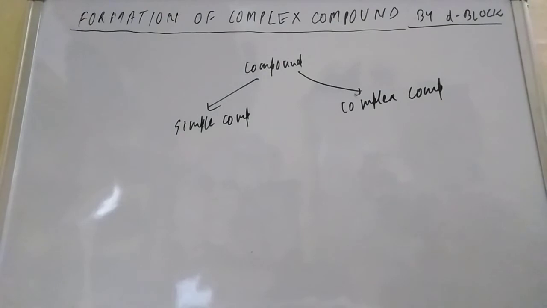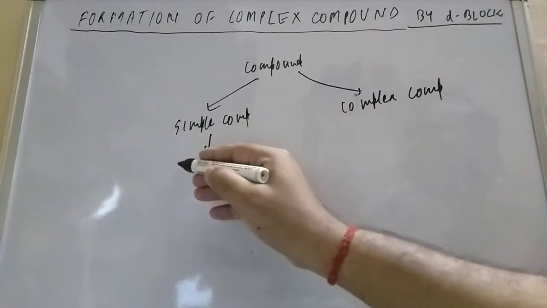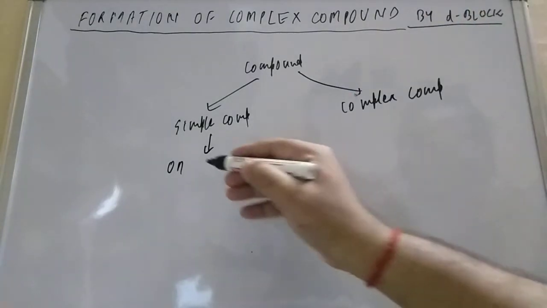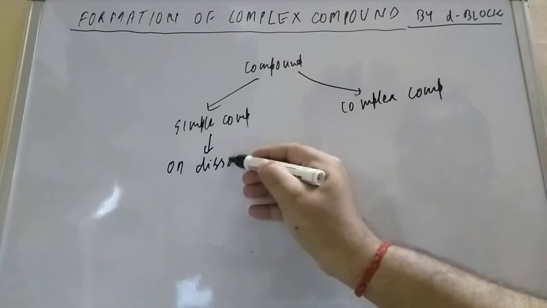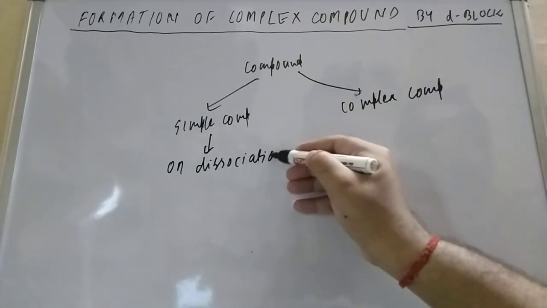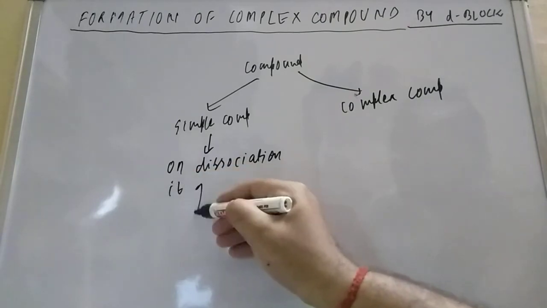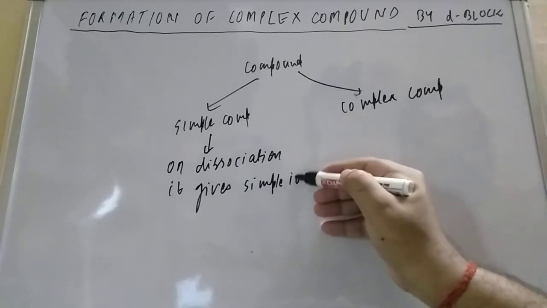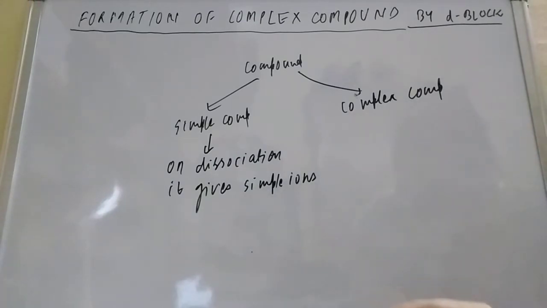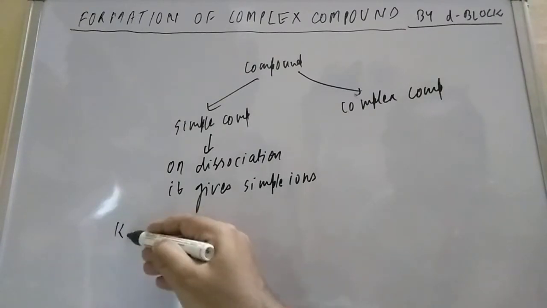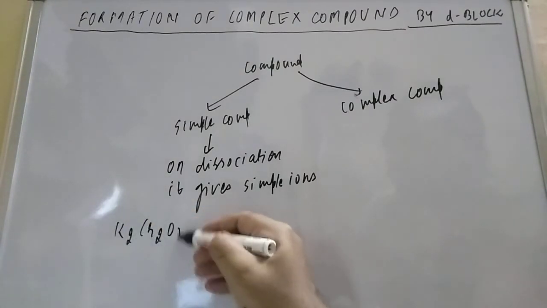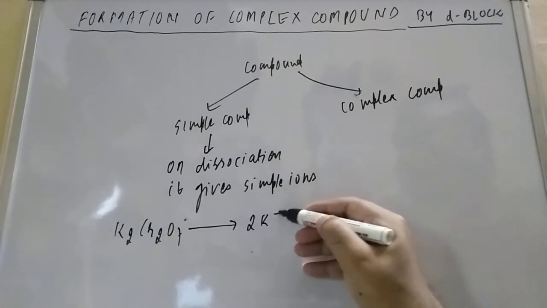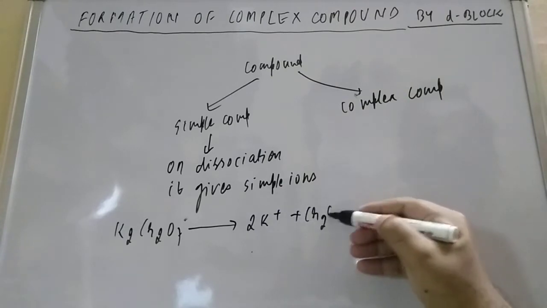When you talk about simple compounds, on dissociation, when they dissolve in water, they give simple ions. For example, suppose you are taking K2Cr2O7. If you ionize this one, it will give 2K+ and Cr2O7 2-.